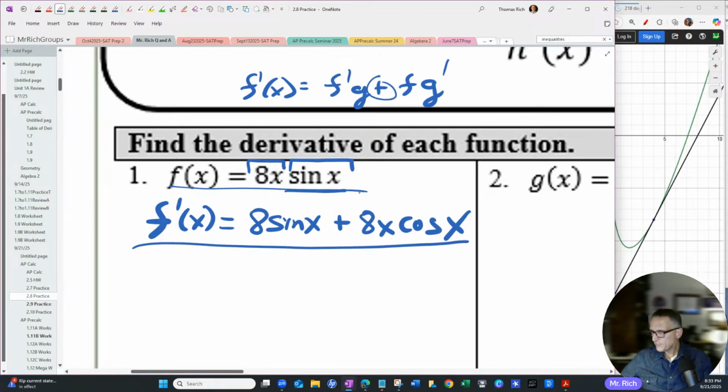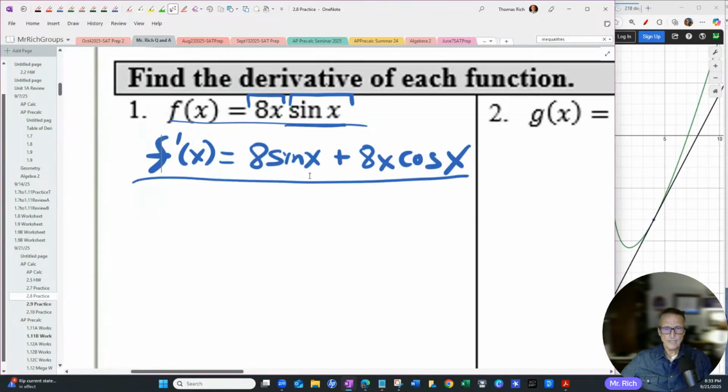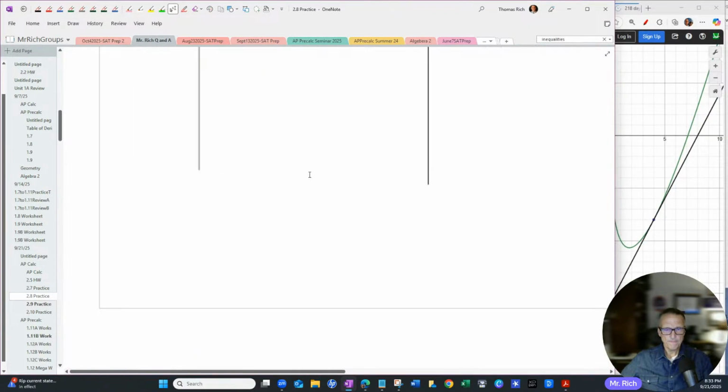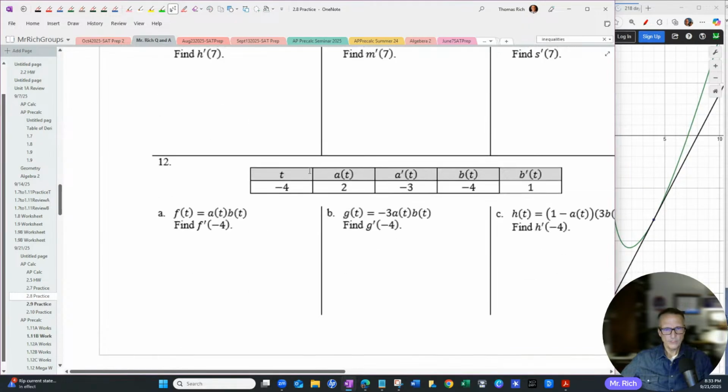Now, I'm going to show you an example of using the product rule when you have to find the equation of a tangent line. So let's go down here and we shall do that.